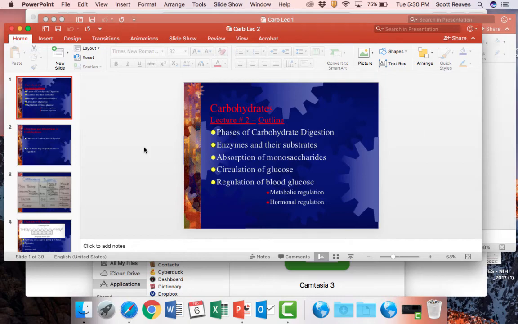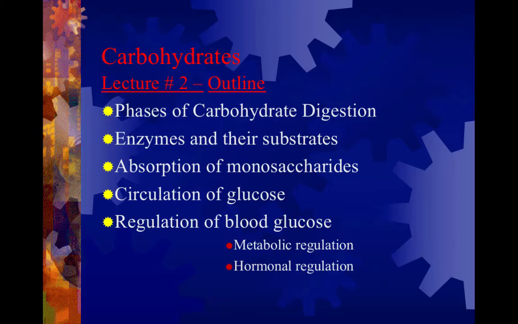And so let's kind of switch gears here. In Carb Lecture 2, this is the outline. Phases of carbohydrate digestion, we'll talk about that. The enzymes and their substrates, absorption of monosaccharides, and then we'll go into the circulation and regulation of blood glucose. So we're going to kind of follow this pathway on how we obtain glucose and then how it's metabolized.